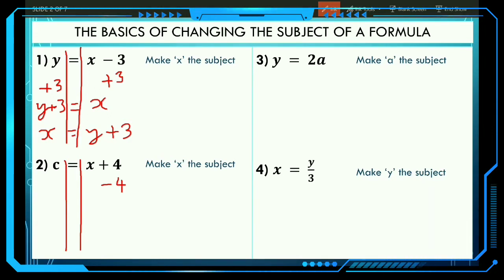Now remember, whatever I do to one side I have to do to the other, because this is like a balancing scale. So on this side minus 4, and if I do the same thing here, minus 4, then I have to write down what's left. So c minus 4 equals x. Now I've successfully made x the subject. Again, you could write it the other way around as well, x equals c minus 4, but this is absolutely fine. Excellent.